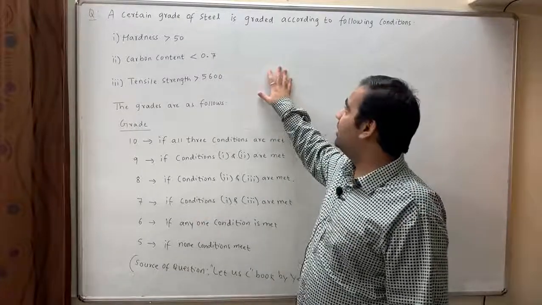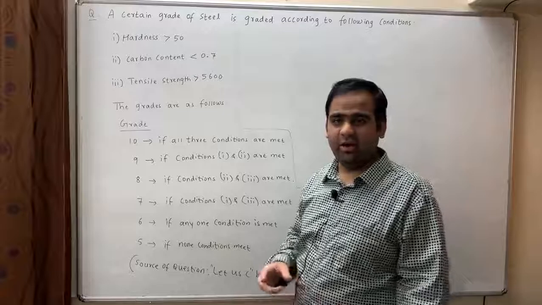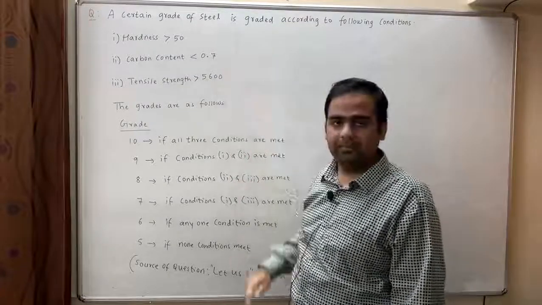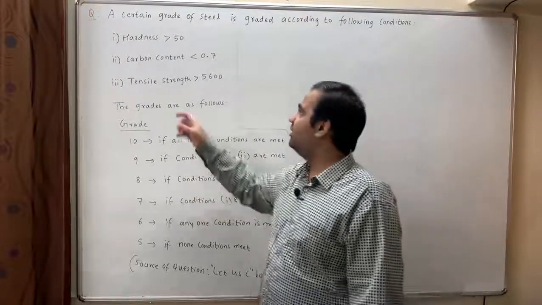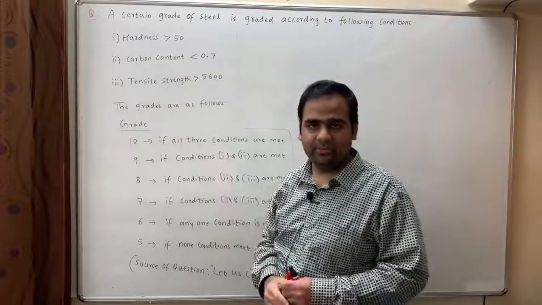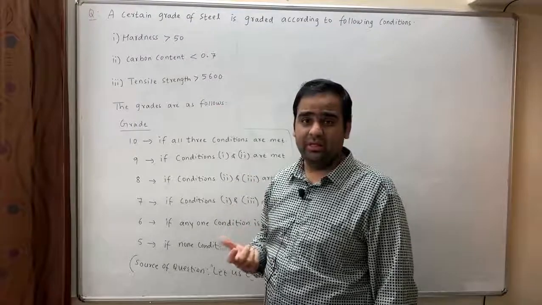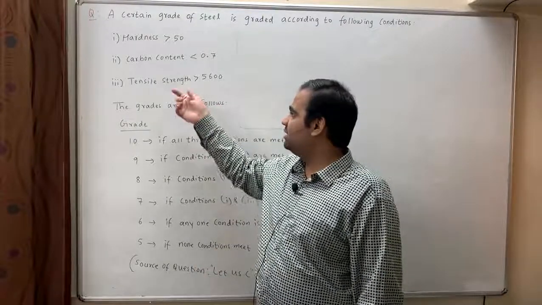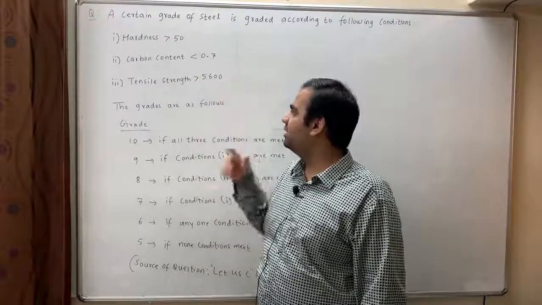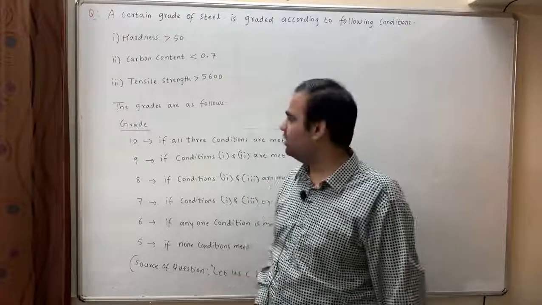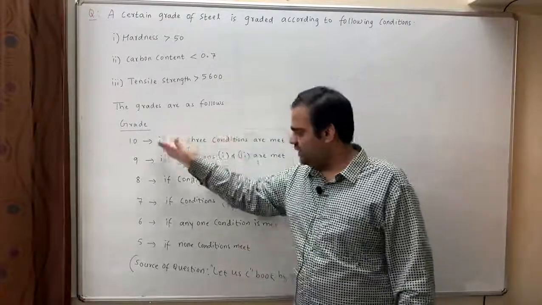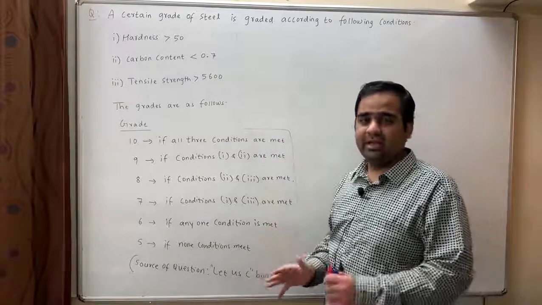A certain grade of steel is graded according to the three conditions being given. The first condition is if the hardness is greater than 50. The second condition is carbon content must be less than 0.7, and the third condition is tensile strength greater than 5600. And how do you grade the steel? Based on some data given.